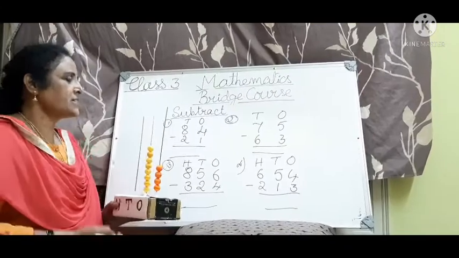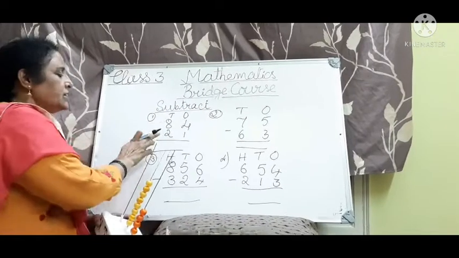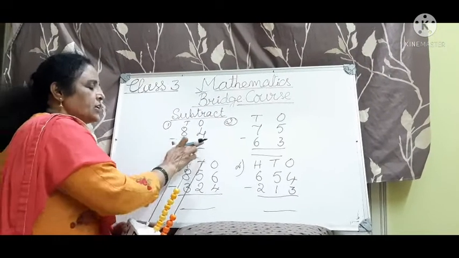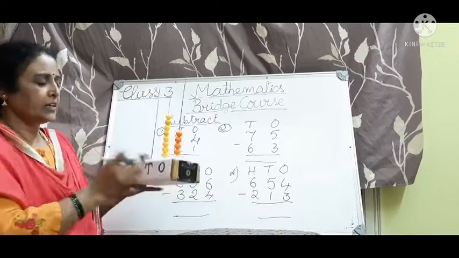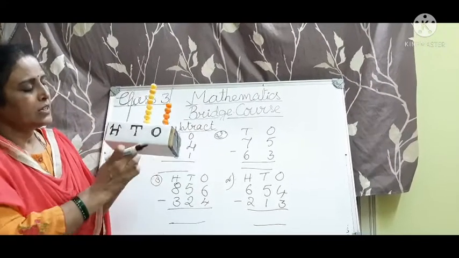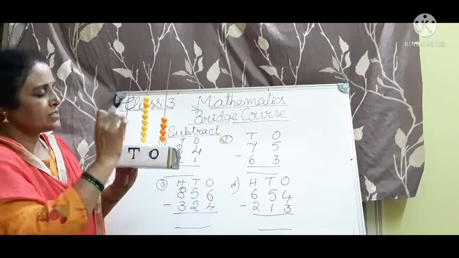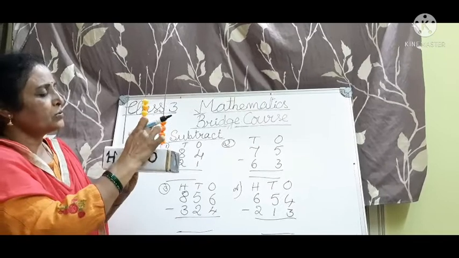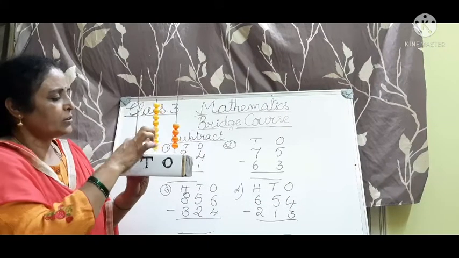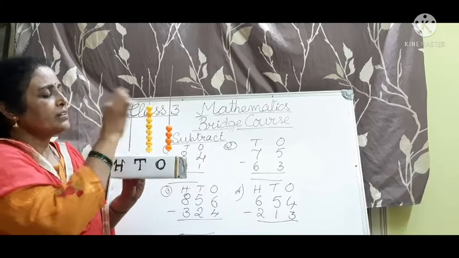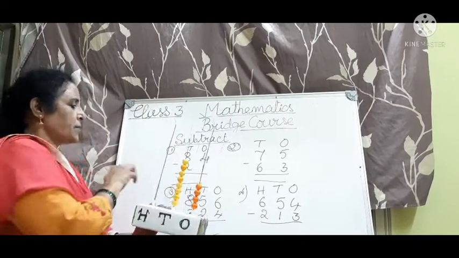Now we practice the subtraction of 2-digit and 3-digit numbers, children. Here 84 minus 21. You know about the abacus, no? Here see, ones place, tens place. In ones place, 1, 2, 3, 4. In tens place, 1, 2, 3, 4, 5, 6, 7, 8. Then it is 84. Now how to do the subtraction?